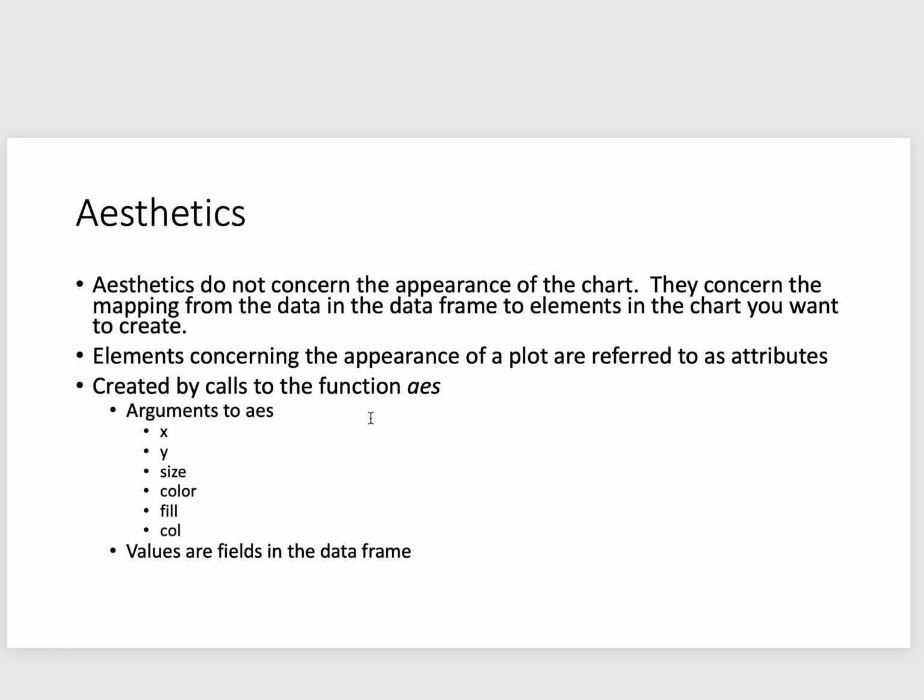So, for example, if you want to create a line chart, you will want to take one of the fields in the data frame and map it to the x-axis, and another field in the data frame and map it to the y-axis. And that's what you do in the aesthetic. So the arguments to the aesthetic are x, y, size, color, fill, and col, and the values that you pass into the aesthetic have to be fields in the data frame.